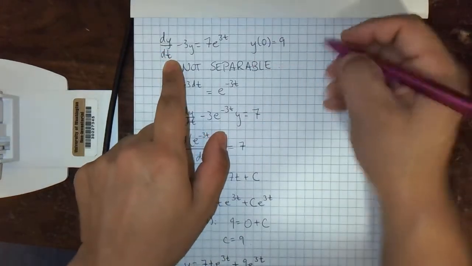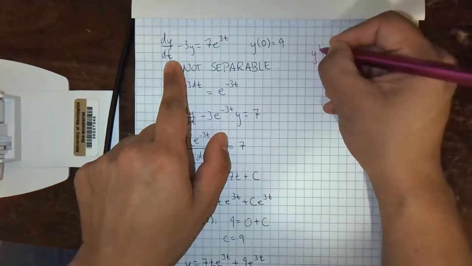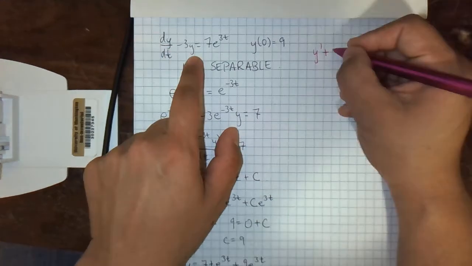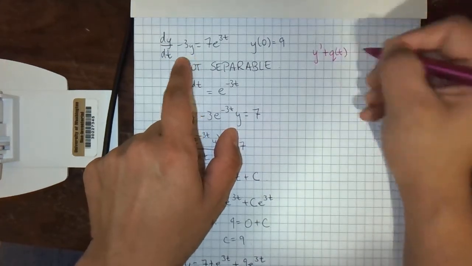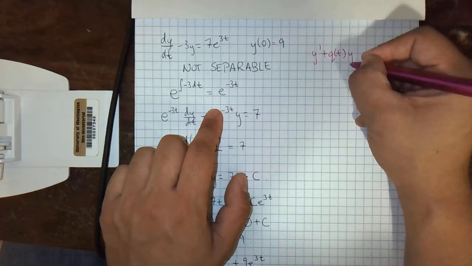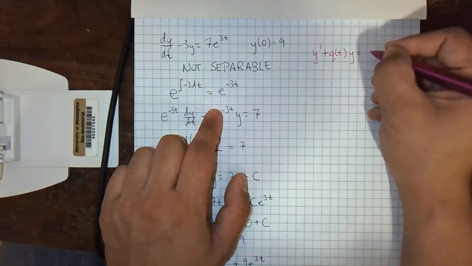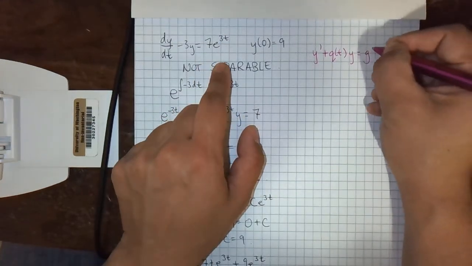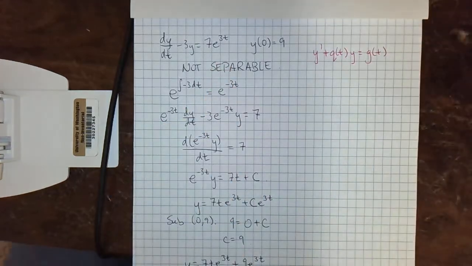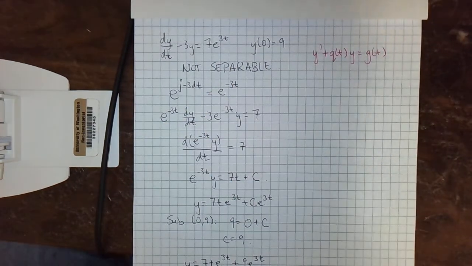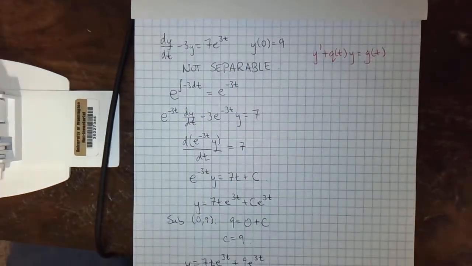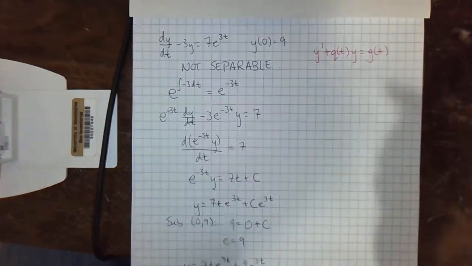What does this look like in general? I have a y prime plus, I can have any function of t here actually. Here I had a constant, but any function of t, we'll call it q of t, equals any other function of t over here. That's a first order linear differential equation in general.